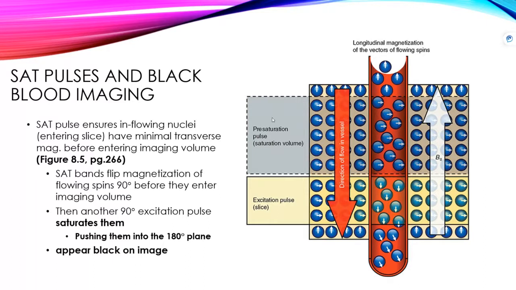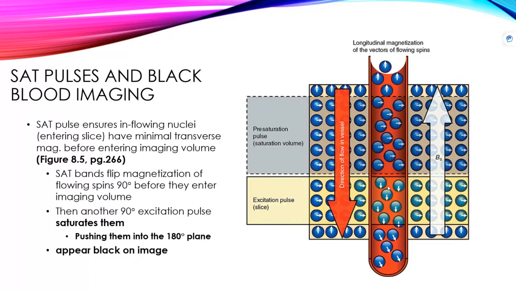The other way you can do this, like I said, was an inversion pulse. So instead of using a sat band, we start with an inversion pulse of 180, automatically push them into the inverse plane, and now we've saturated them out. So you can do it one of two ways.